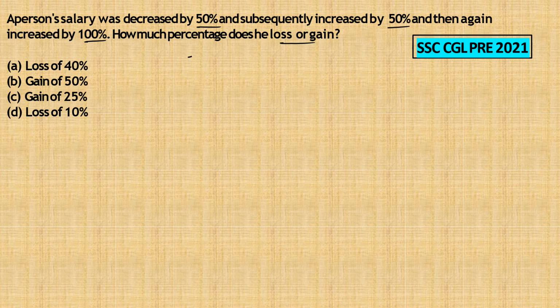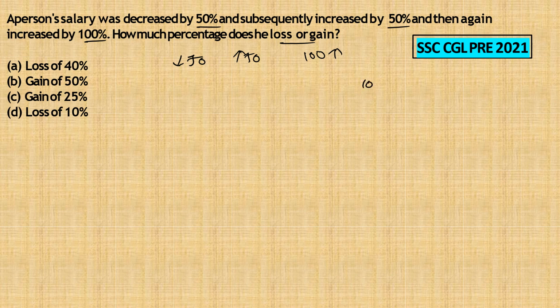That is a decrease of 50% first, an increase of 50% again, and an increase of 100% again in the salary. This can be done in multiple ways. I'll show you all the methods and show the best method to do.